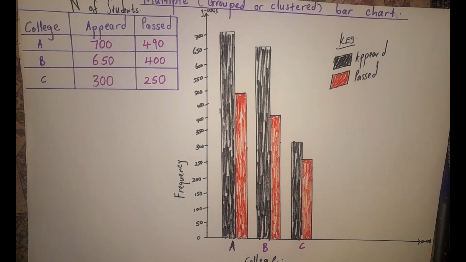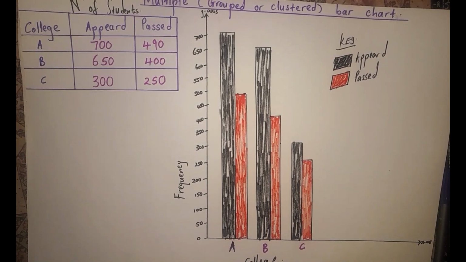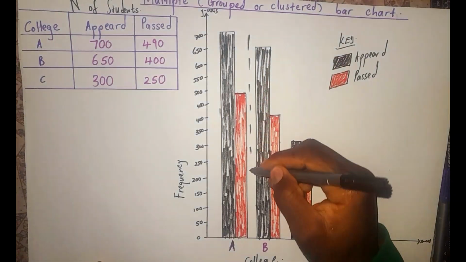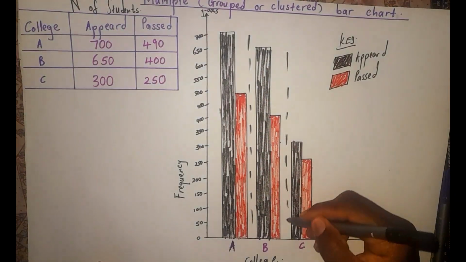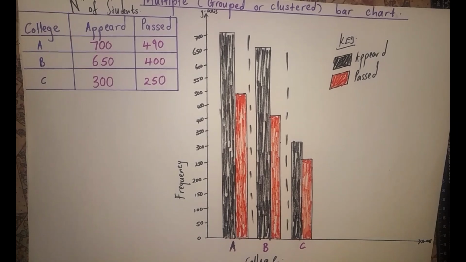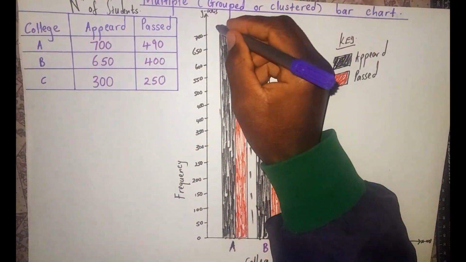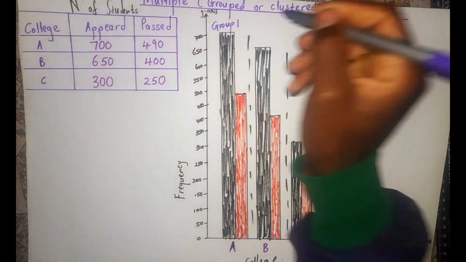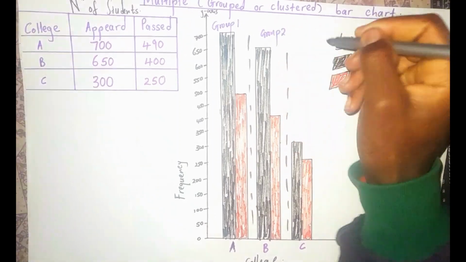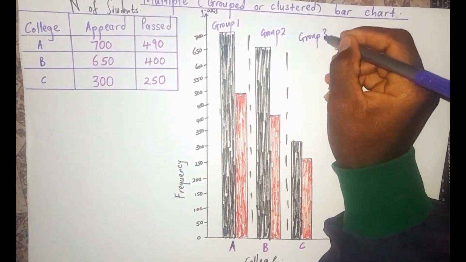For instance, in this example, we have two categories, which are college and students. The college forms three main categories: college A, B, and C. We can divide these main categories into three groups. So let's divide them. This one is group 1, another one group 2, and lastly group 3.